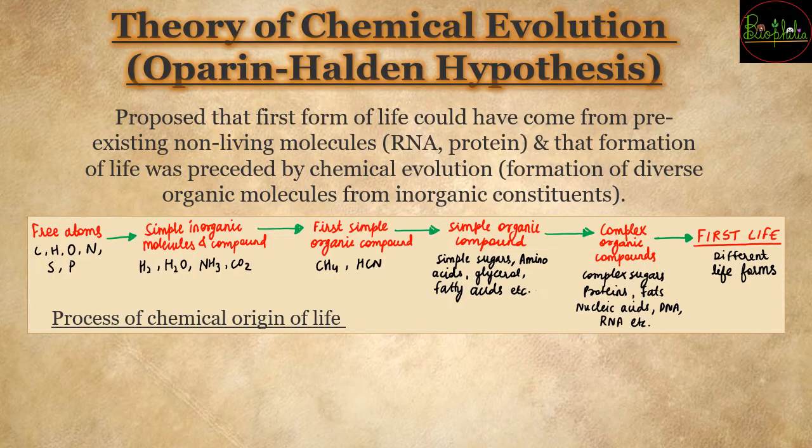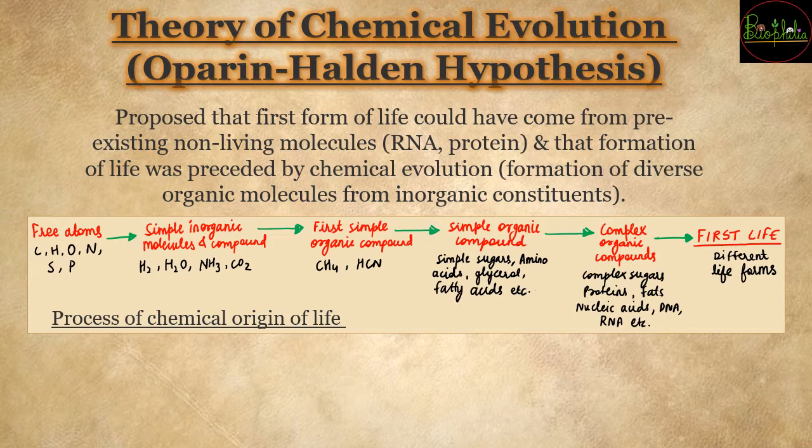Then the next was the theory of chemical evolution. This is the theory that is also called the Oparin-Haldane hypothesis. Now you might think, why is it kept in this big thing? Because for many years, and even now for some time, this theory is approved and people can think that this could have happened.